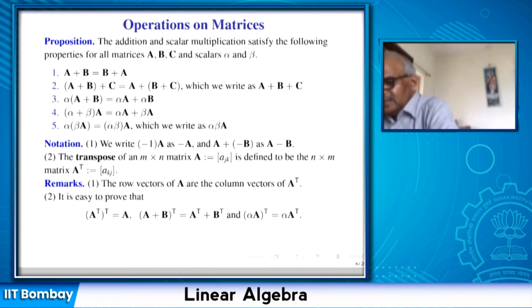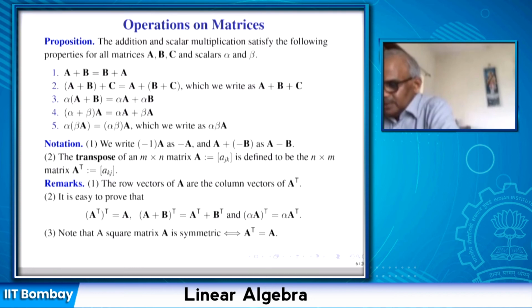And we can check that double transpose of A is the same as A. Transpose of A plus B is A transpose plus B transpose, and transpose of alpha A is alpha times A transpose. So this is how the transpose operation behaves with respect to scalar multiplication and addition of matrices. So be careful: double transpose of A, you get back A. It is clear from the definition. And now we can rewrite our definition of symmetric matrix in terms of transpose.